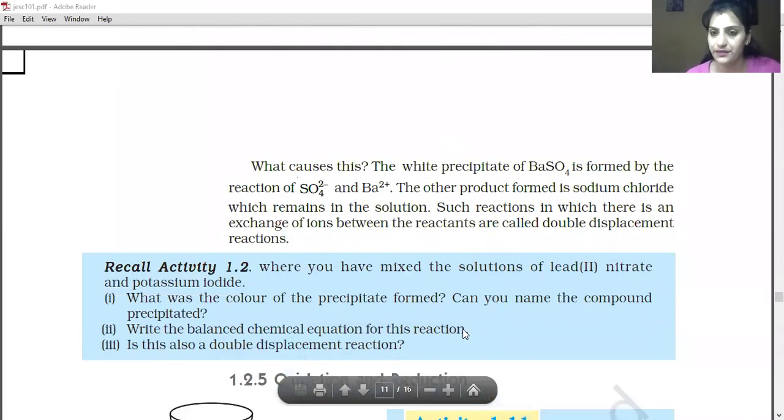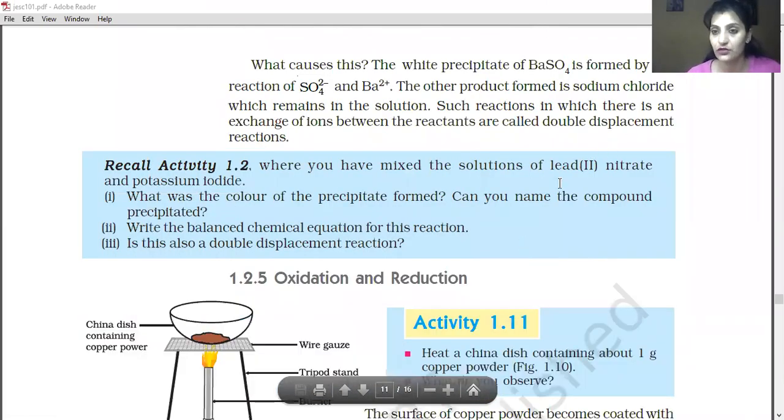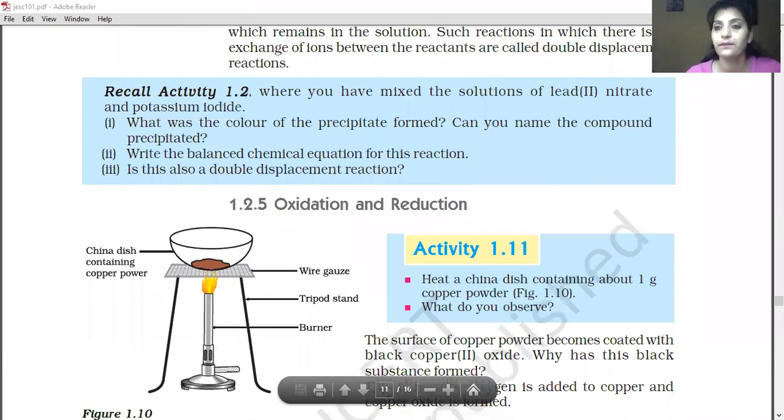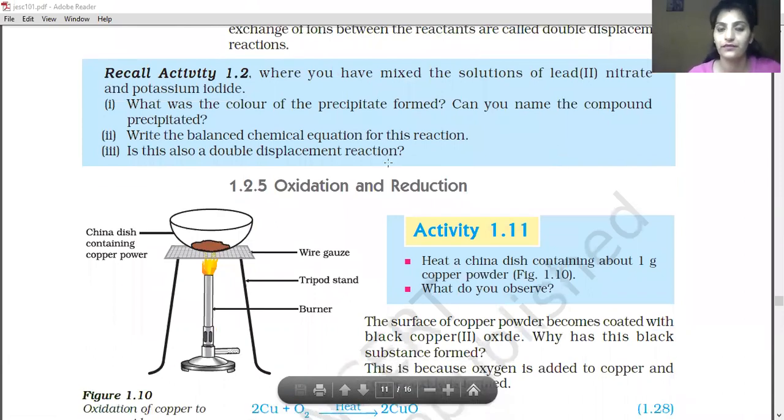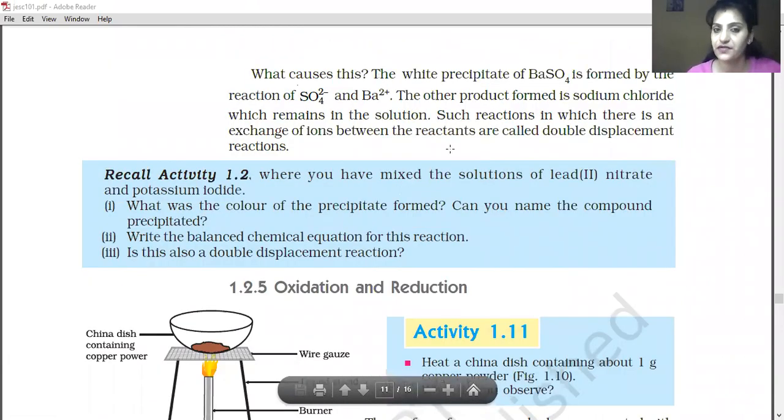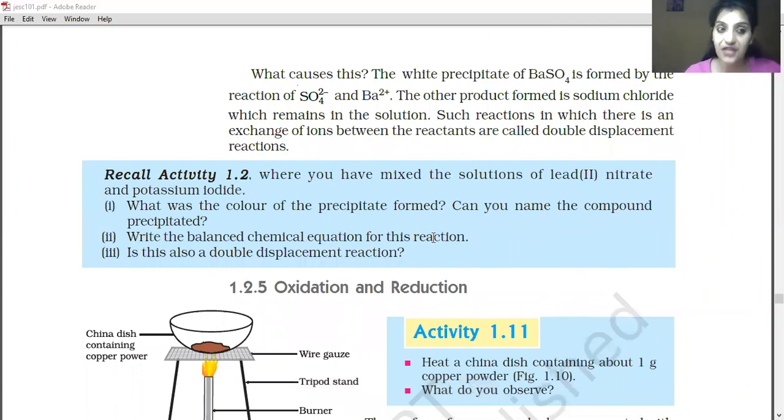What causes this? The white precipitate of BaSO4 is formed by the reaction of sulfate and barium ions. The other product formed is sodium chloride, which remains in the solution. Such reactions in which there is an exchange of ions between the reactants are called double displacement reactions.